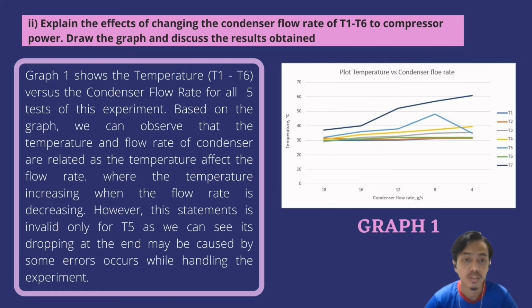So based on this graph, we can observe that the temperature and the flow rate of the condenser are related, as temperature affects the flow rate, where the temperature increases when the flow rate is decreasing. But this statement is invalid for T5, as we can see it is dropping at the end, maybe because of errors that occurred when handling the experiment.